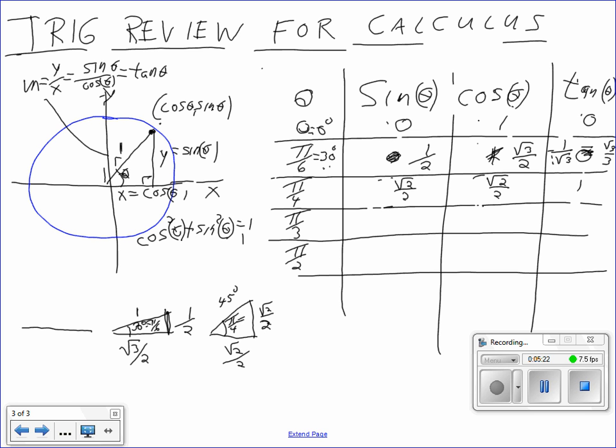Okay, let's draw some more triangles. What about pi over, I call this the fat angle. This is pi over 3.